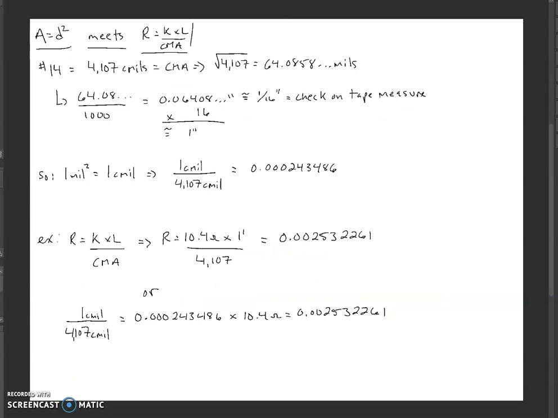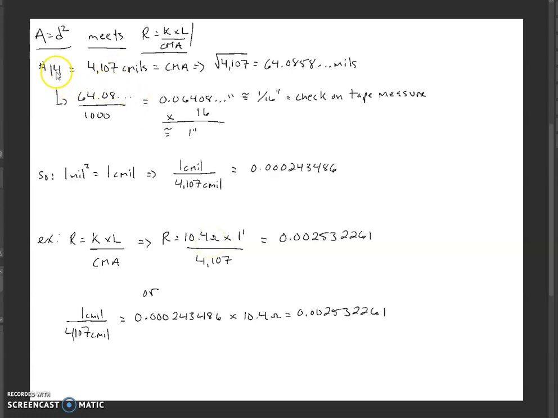Area equals diameter squared, and R equals K times L over CMA. So there's kind of a relationship here between these two calculations. The thing to understand about the K factor is that K is 10.4 ohms in Delmars, and it's relative to 20 degrees ambient temperature. So this is always varying based on the temperature.